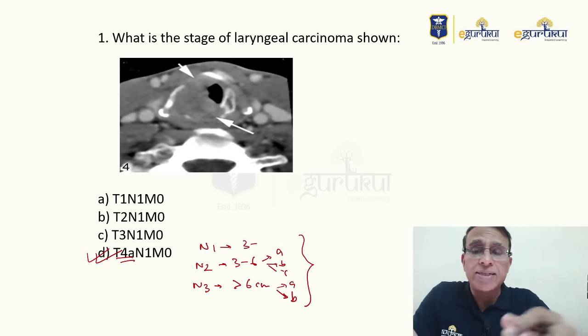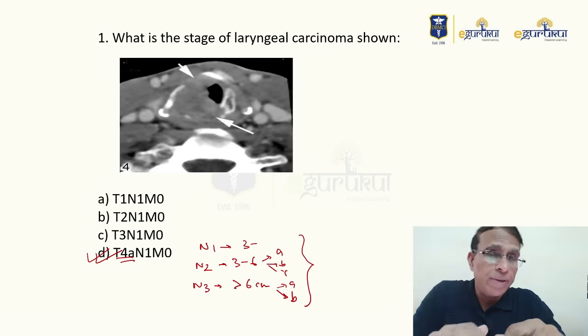Okay. So once again, to review: if the tumor is within the larynx, not going outside the cartilage of the larynx, it is either T1, T2 or T3 depending on what is involved. Once it is outside of the cartilage of the larynx, like in this case, it has to be T4, maybe A, maybe B. In this case, it is perhaps A.